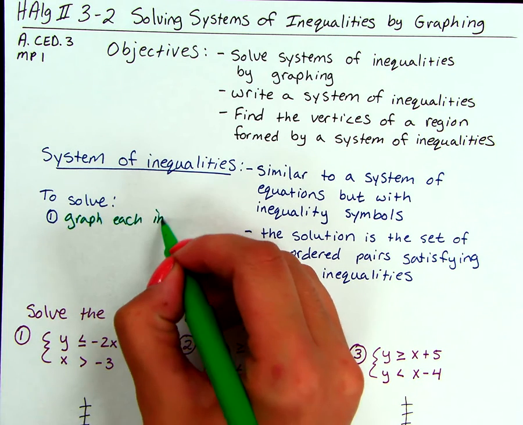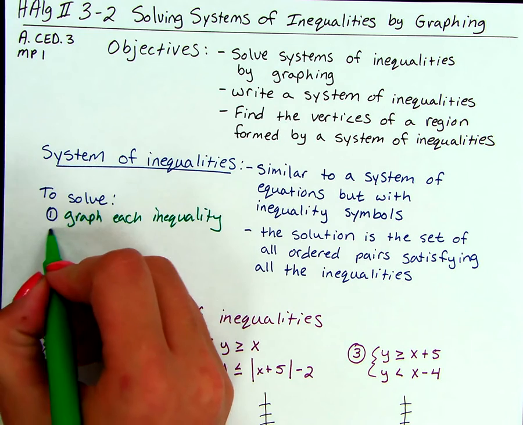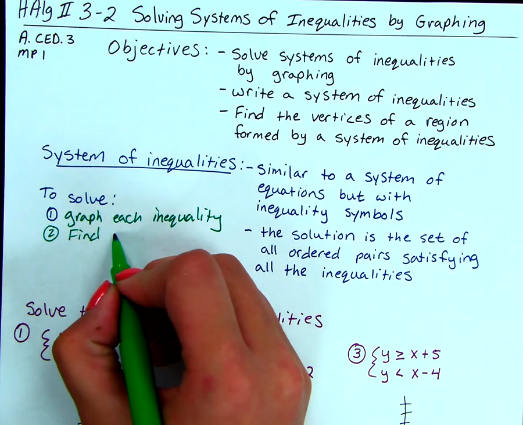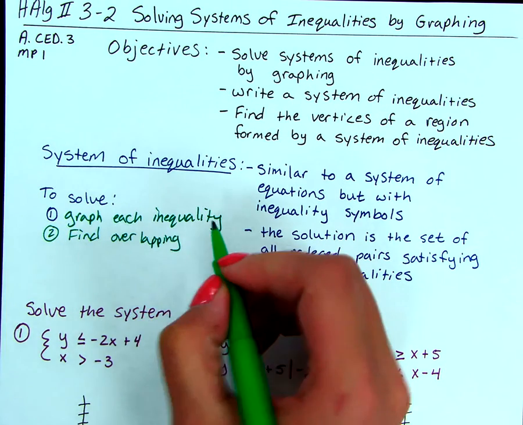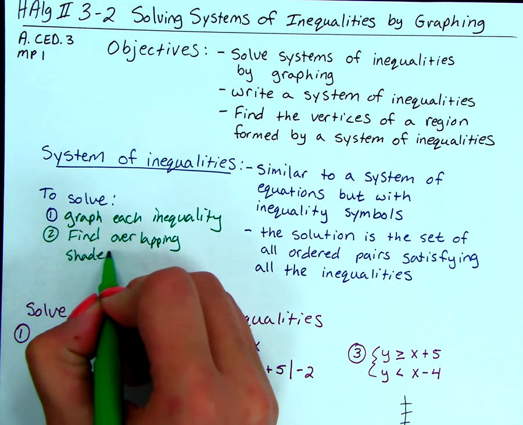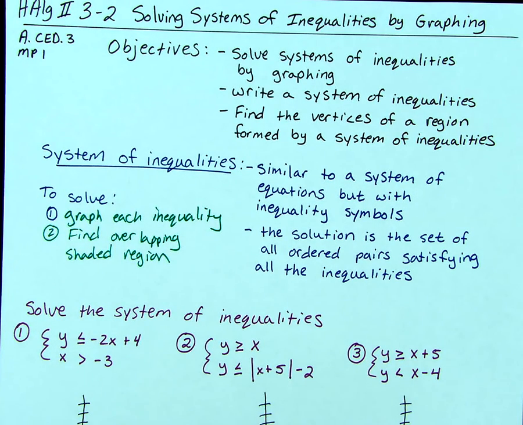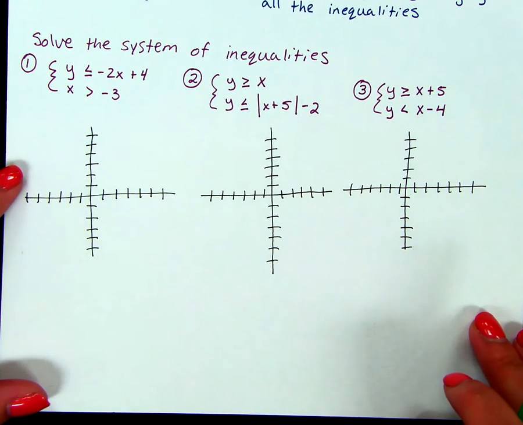So each inequality. And then find the overlapping shading. Okay, so again, we're just graphing, finding where all the shading overlaps. Now for these, when we're graphing, since it's not as important to find the intersections, it's okay just to do those graphs freehand. Or if you have graph paper, then I would just use your graph paper.